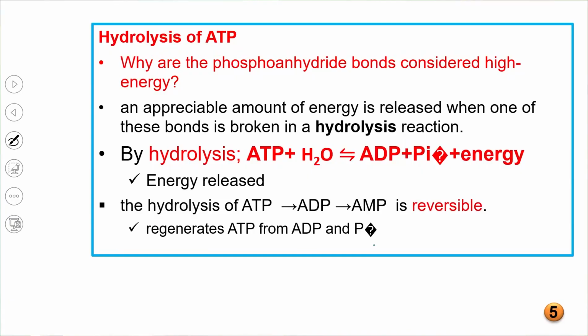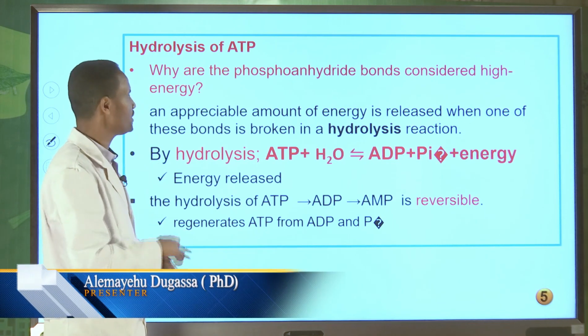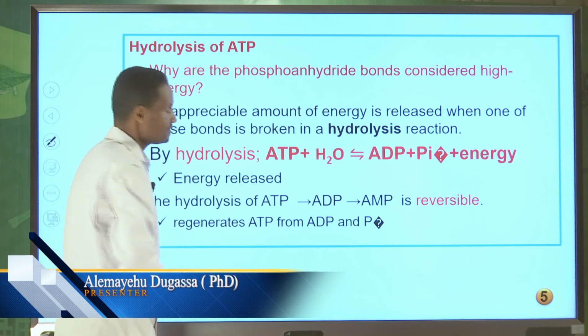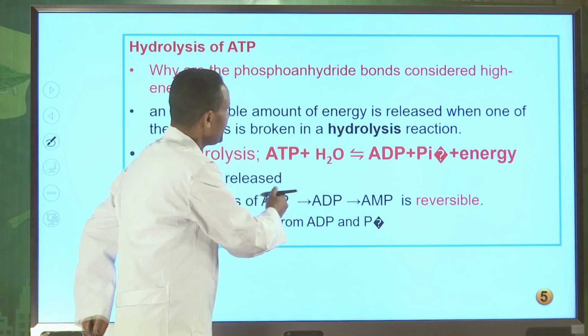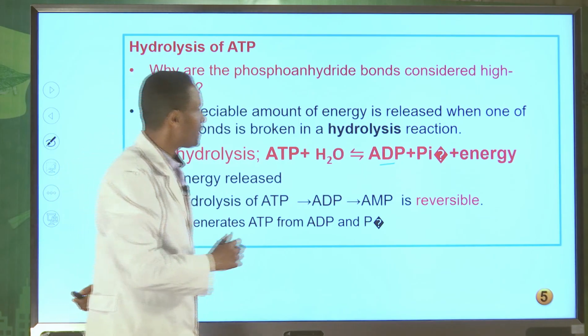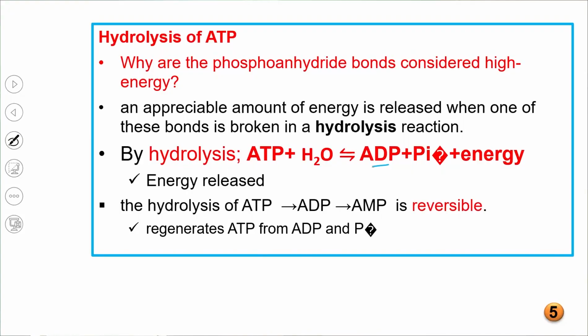Here, hydrolysis of ATP. Why are the phosphoanhydride bonds considered high energy? This is because an appreciable amount of energy is released when one of these bonds is broken in a hydrolysis reaction. Also, by hydrolysis, ATP can be hydrolyzed to ADP, that means adenosine diphosphate, plus inorganic phosphate plus energy. Then energy is released during this hydrolysis of ATP.